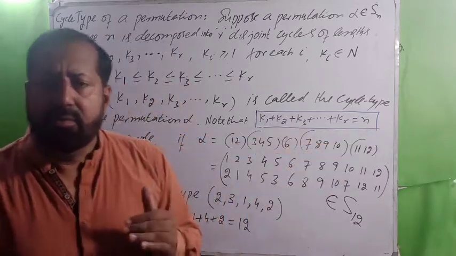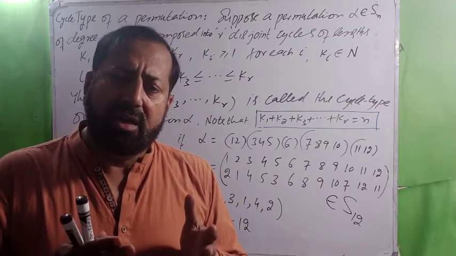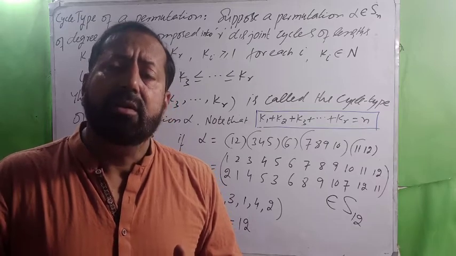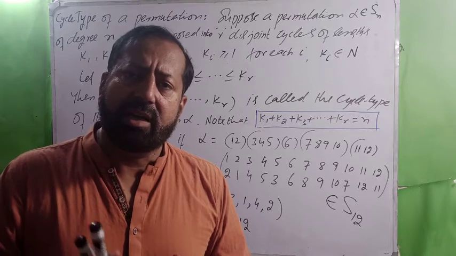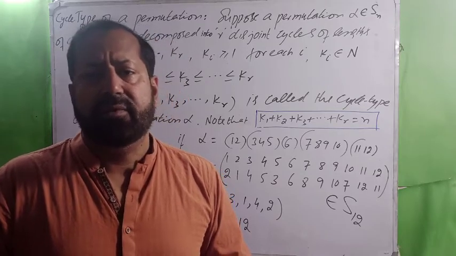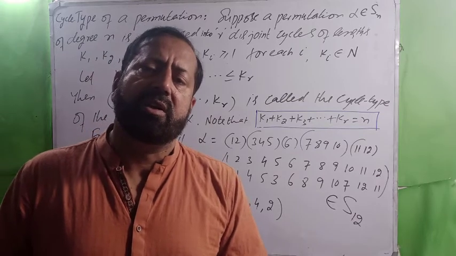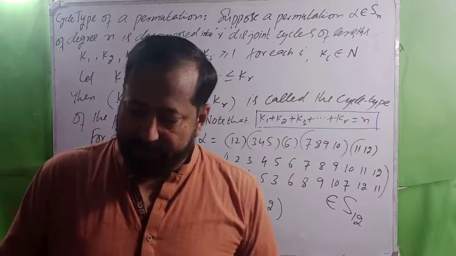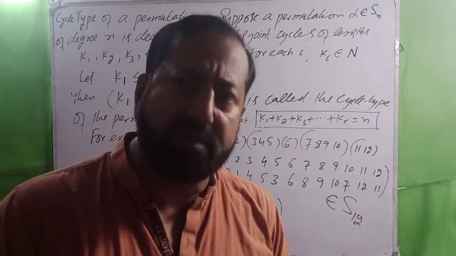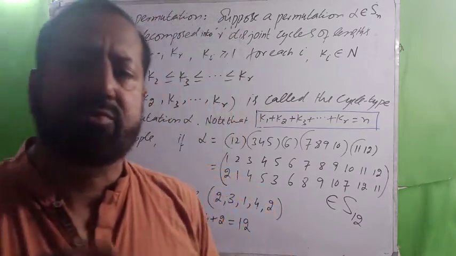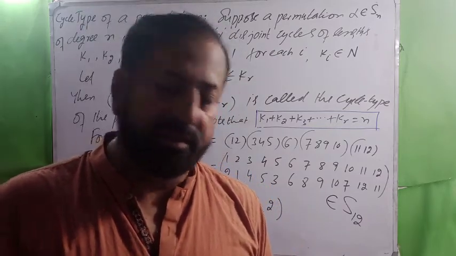So remember, what do we mean by a type? Type is actually an r-tuple containing the sizes of the cycles appearing in the decomposition of alpha, right? Okay. So now let's see the conjugacy classes of S3 and then S4, and then we will try to generalize a formula to find the conjugacy classes of Sn. Okay.